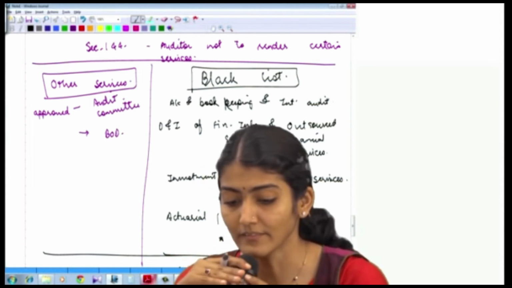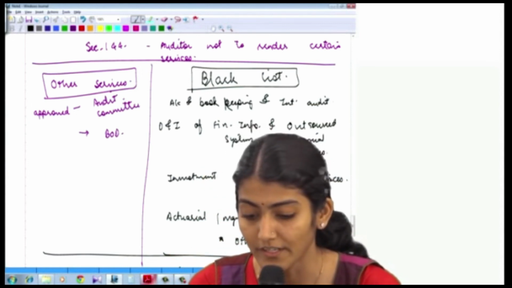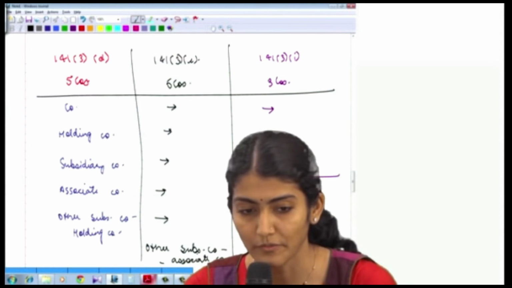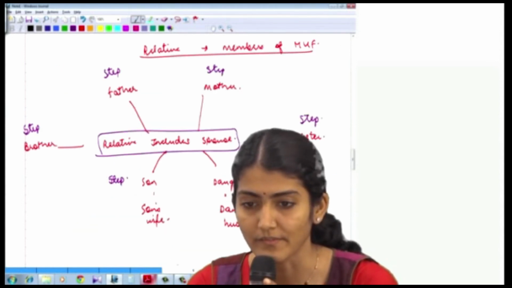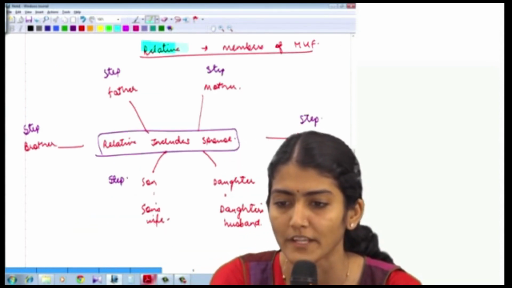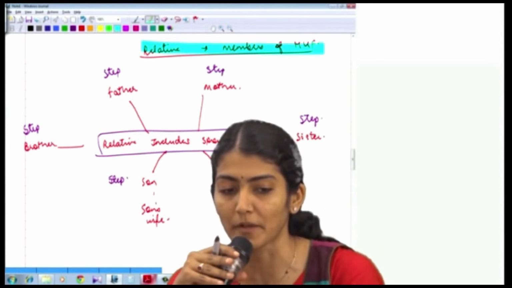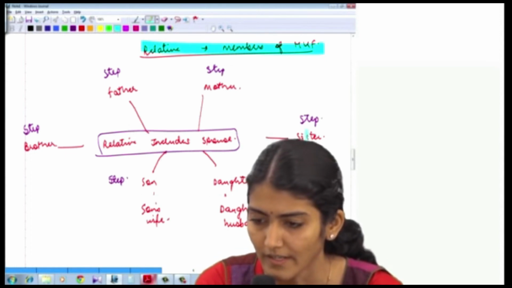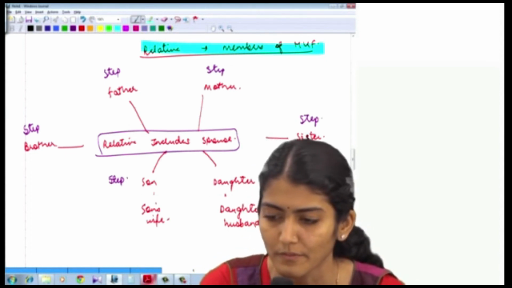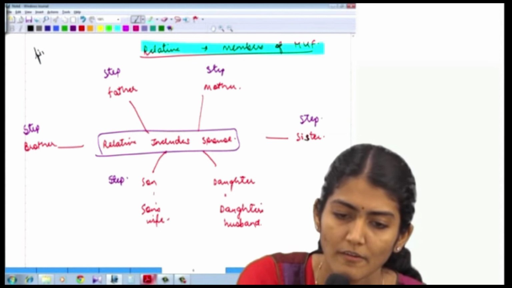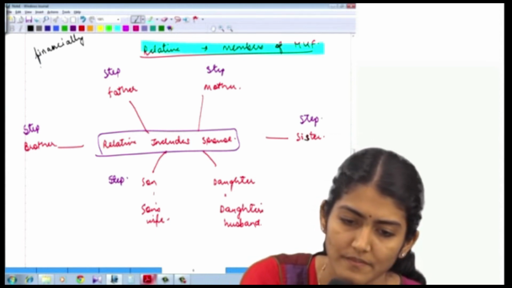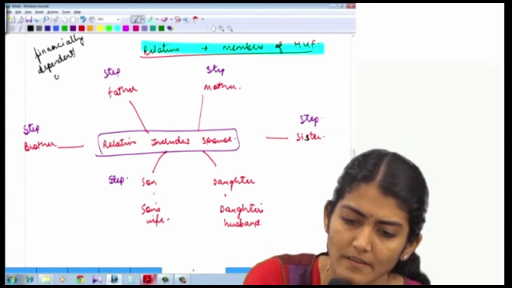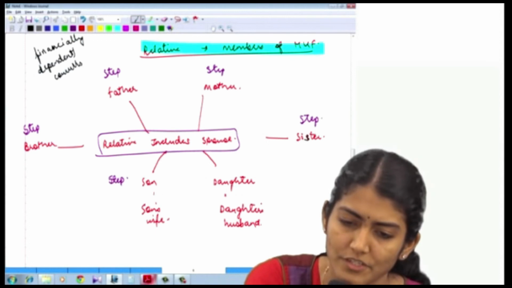Yes? And then, now you're not done, no? You have to write relative. And then you have to write those 5 companies. Yes? Relative includes members of HUF, and other than that includes spouse, father, mother, brother, sister, son, daughter. Right? And then you have to remember that new thing also now. What is that new thing? Financially dependent or consults the other for their investment decisions.